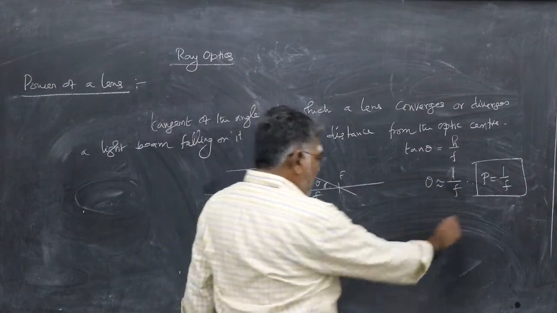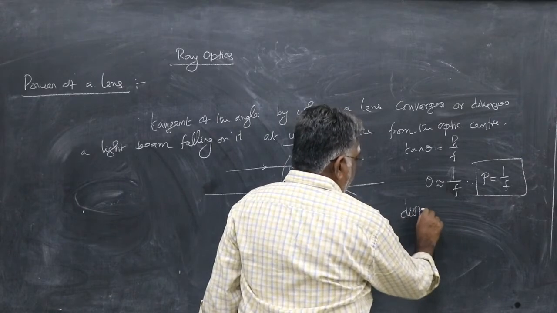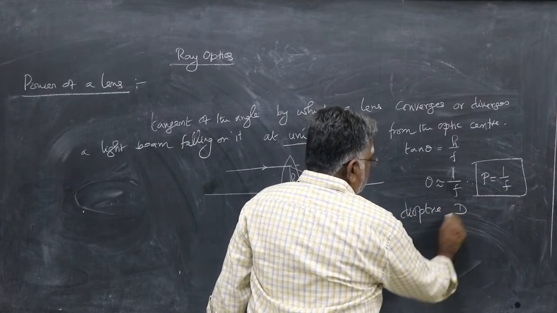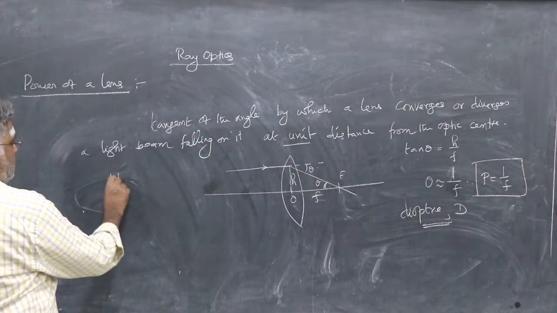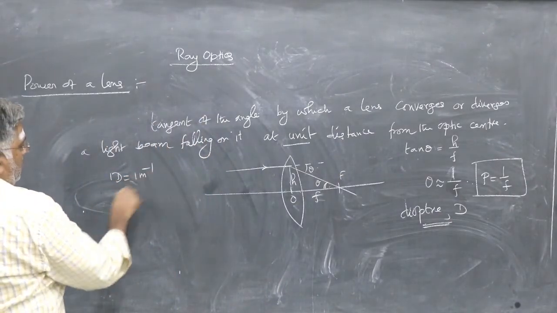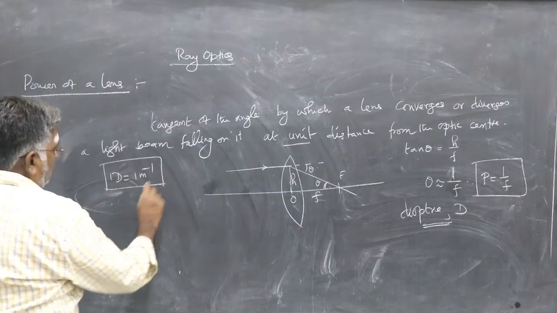And the power SI unit is diopter. Symbol is capital D. So 1 diopter is 1 meter inverse.